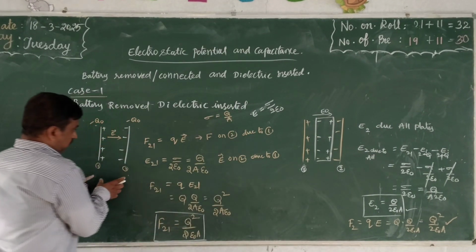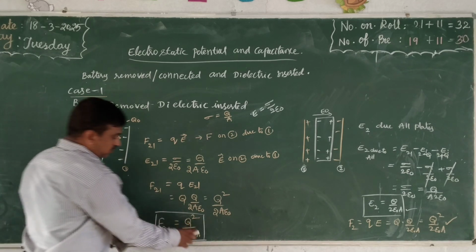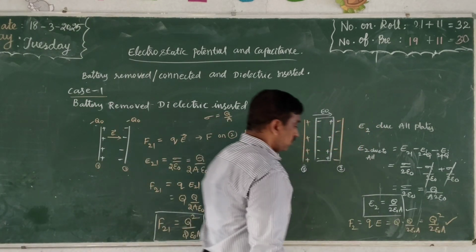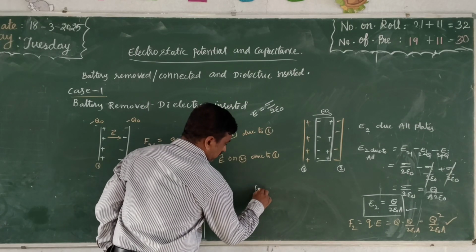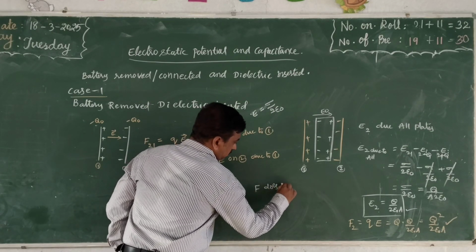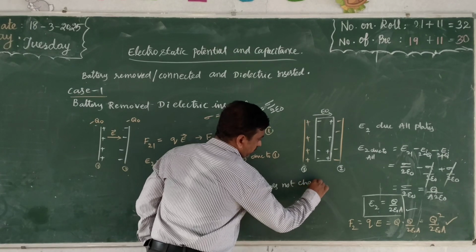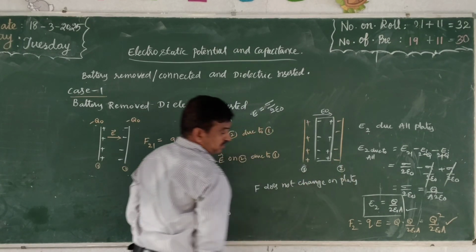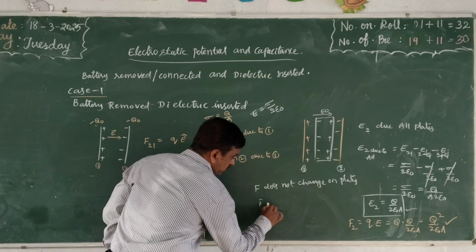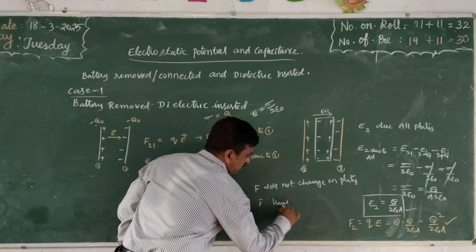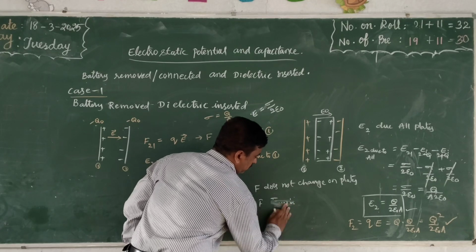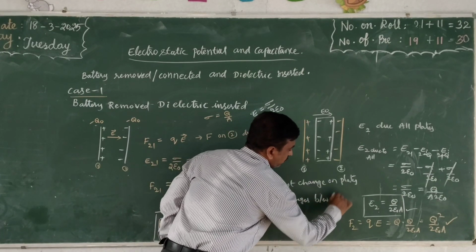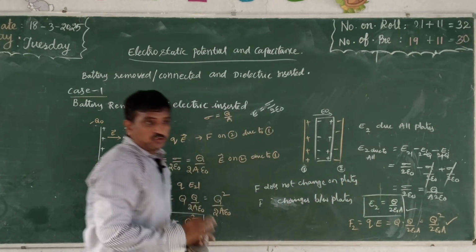Before inserting the dielectric, what is the force on the plates? Q square by 2 epsilon naught A. After inserting the dielectric, what is the force? Q square by 2 epsilon naught A. The force does not change on the plates. What changes is the force between the plates, but the force on the plates is not changed.